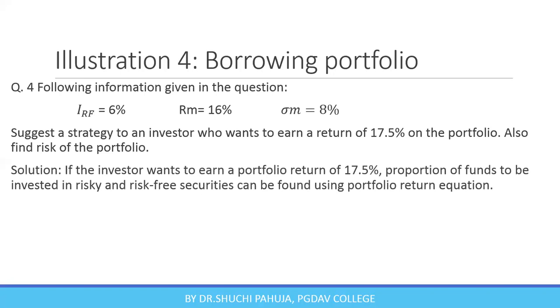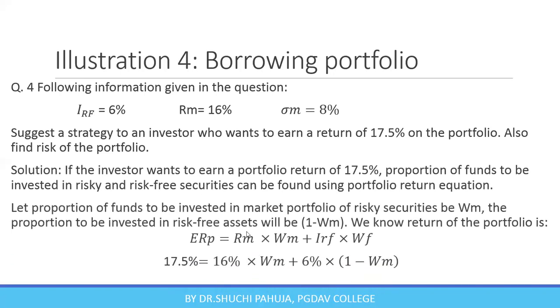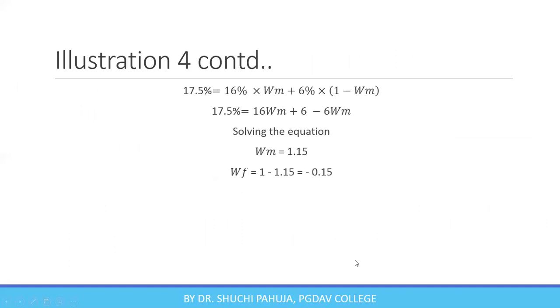So first, proportions of funds. For that, you can use this equation. Expected return of the portfolio is RM into WM plus IRF into WF. One of these can be written in proportion to the other. Here we have taken WF as 1 minus WM. If you solve the equation, see what we are getting. WM is coming out to be 1.15 and WF is minus 0.15.